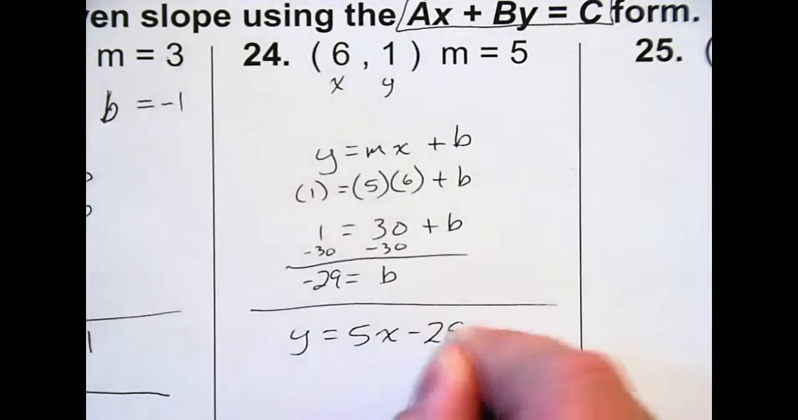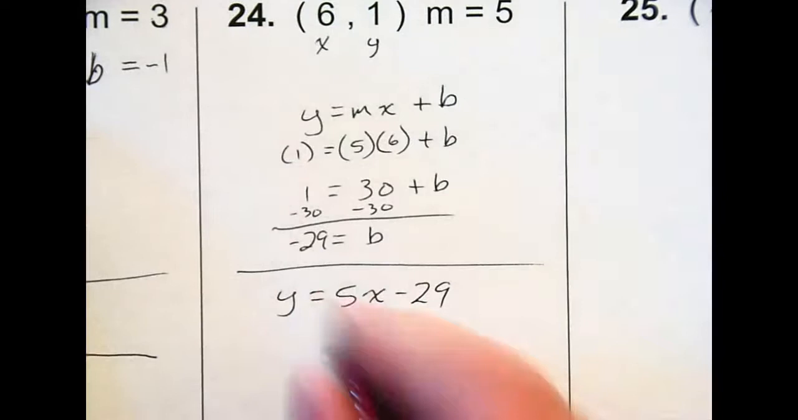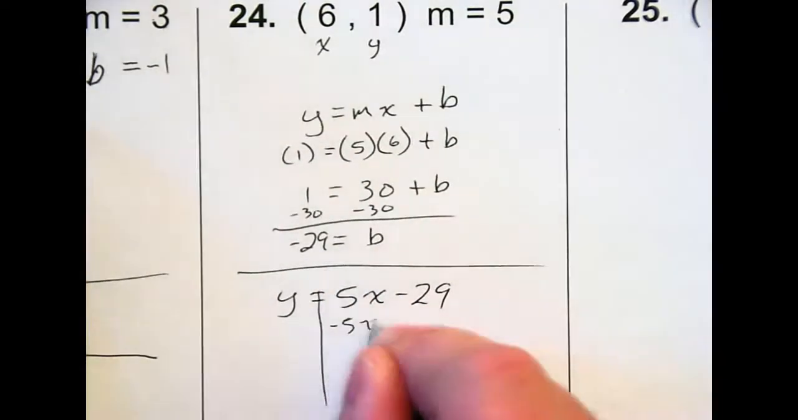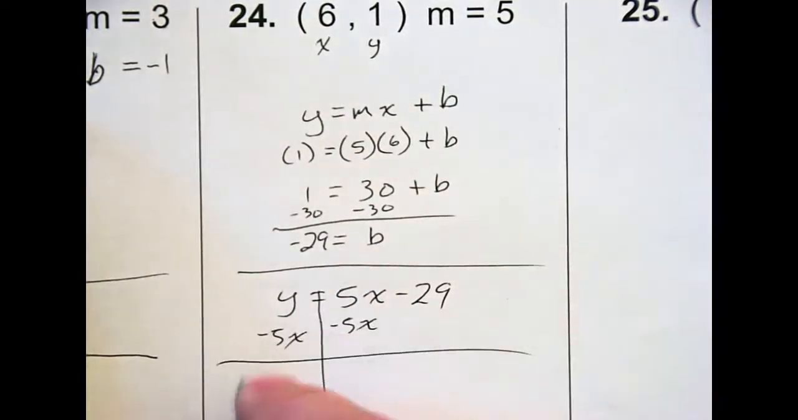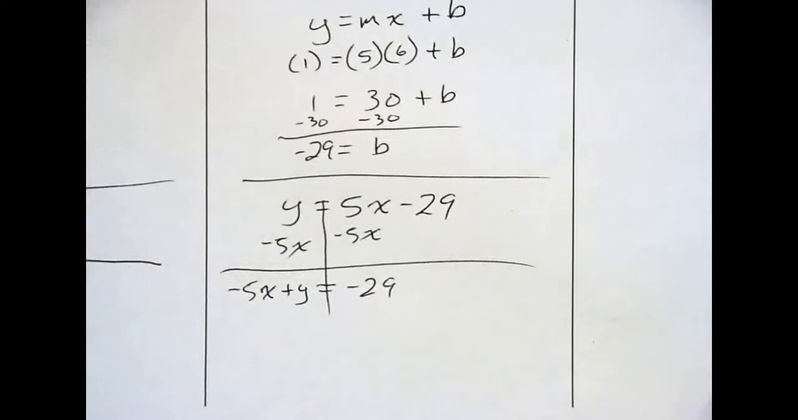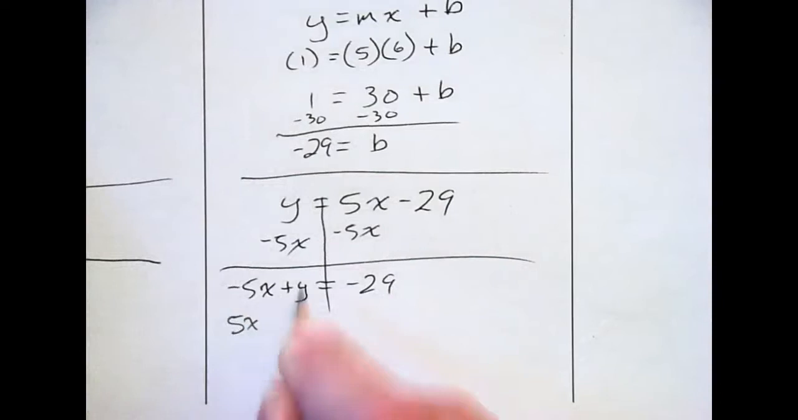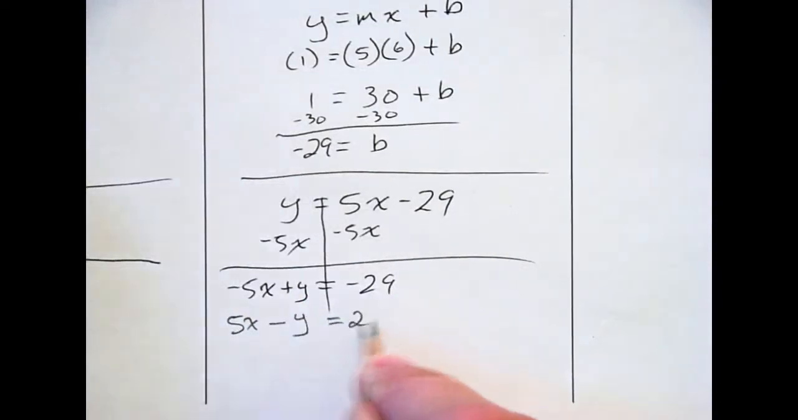How many made it that far? Good. So what do I need to move again? Yeah, let's move the x's. So we'll subtract 5x, subtract 5x. Get negative 5x plus y equals negative 29. What's wrong with it? Marie? Yeah, x is negative, so we make it positive. So if we change that to positive, we have to change this to negative, and this becomes positive. Flip all your signs.